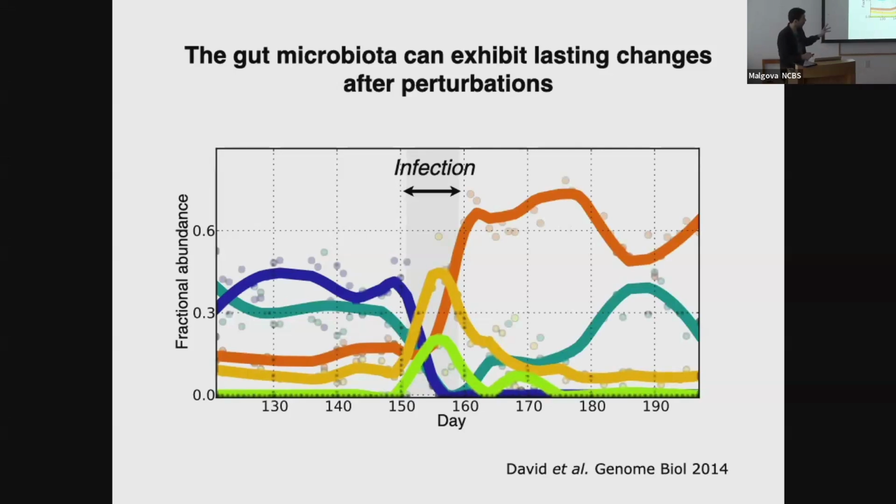So it looks like the community has potentially moved to an alternative stable state. But here it is very difficult to understand exactly what the mechanisms were, because there are, again, many variables that can influence the health of this individual.